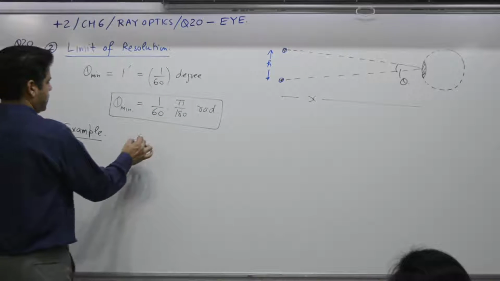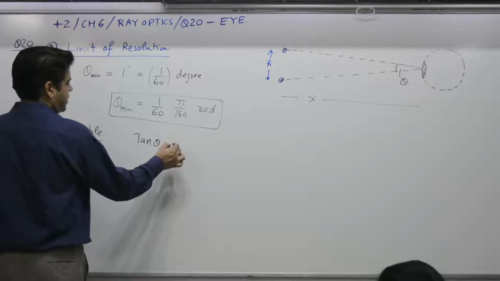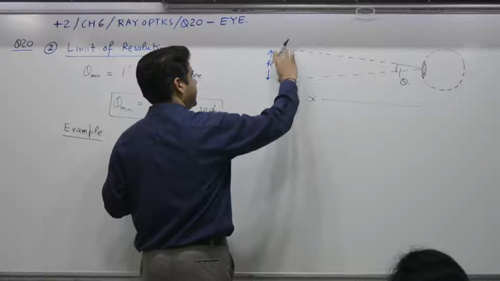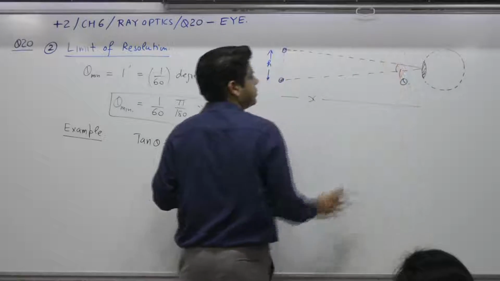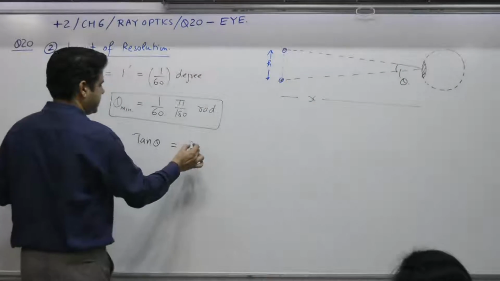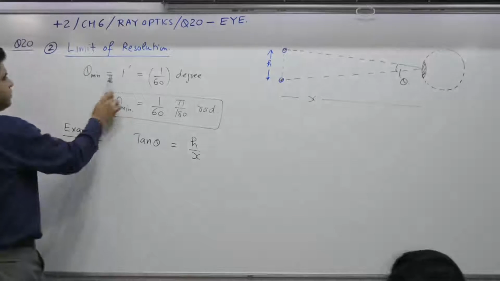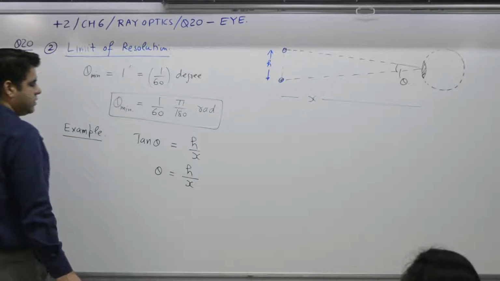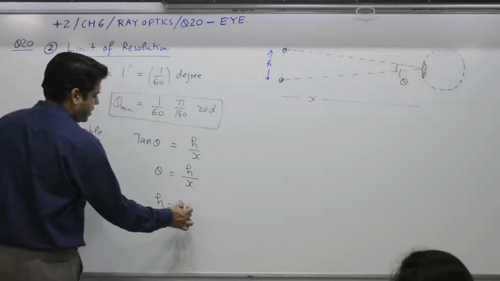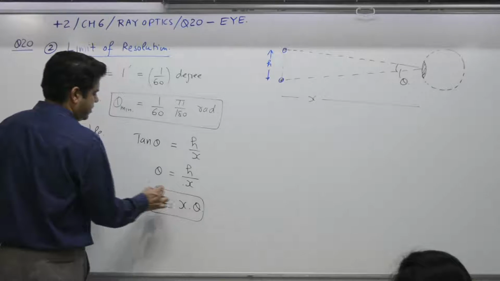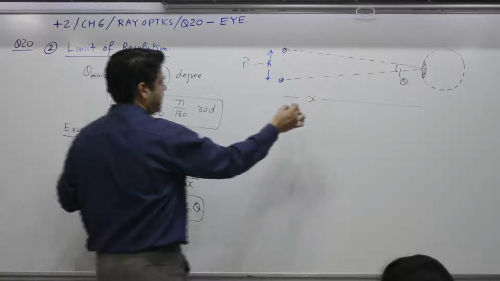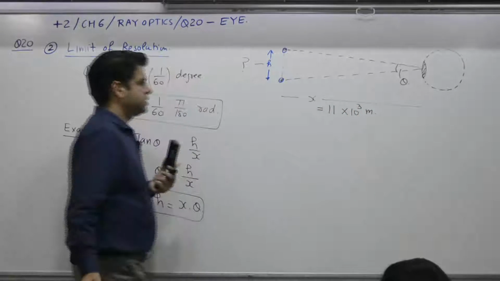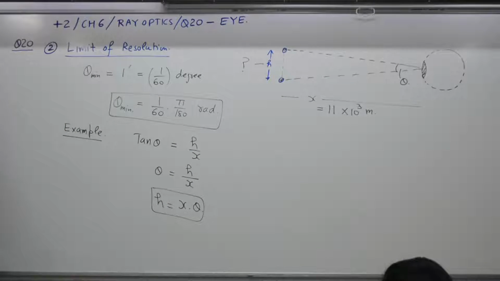Tangent theta is equal to what? Yes, you can write h by 2, this angle is theta by 2. Directly you can write h by x. The angle is very, very small, 1 minute. Tangent theta is approximately equal to theta, h by x. So h is equal to x into theta. This is what you need to find out. X is given as 11 kilometers, 11 into 10 to the power 3 meters. Do it. Find h.